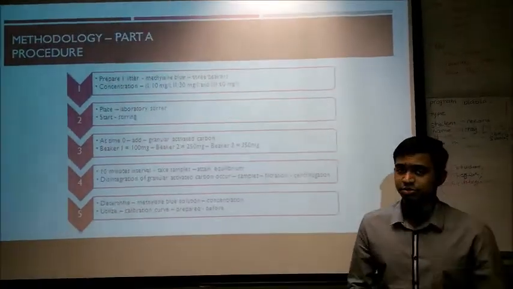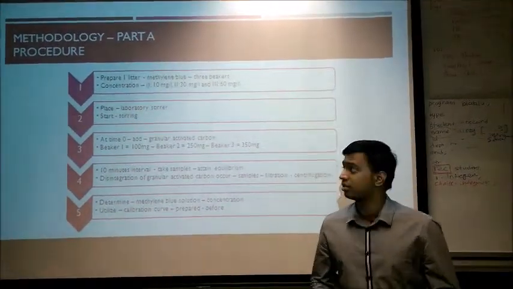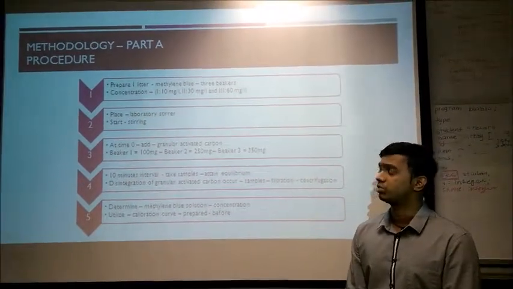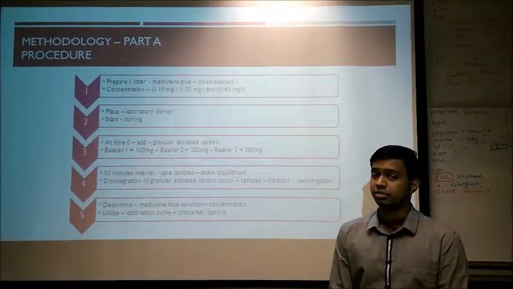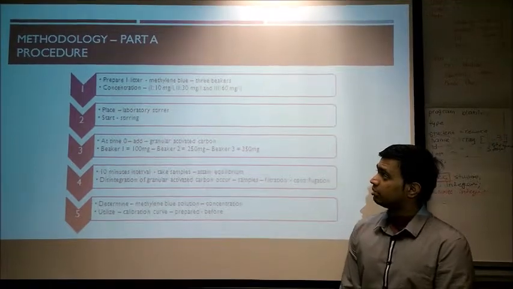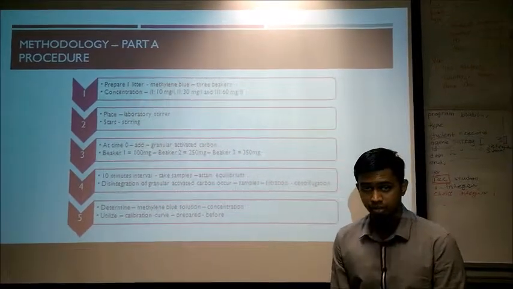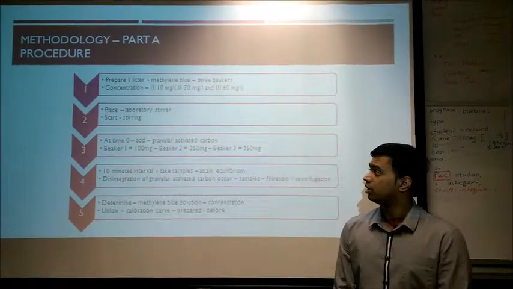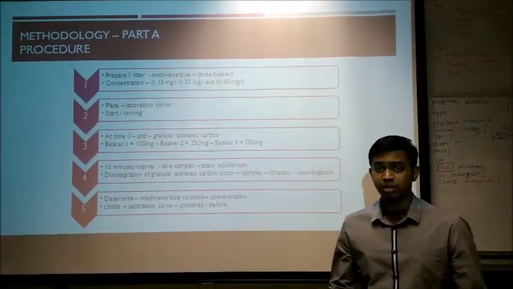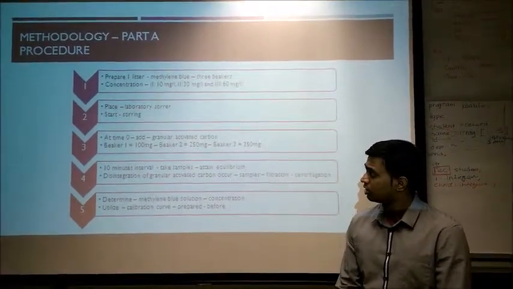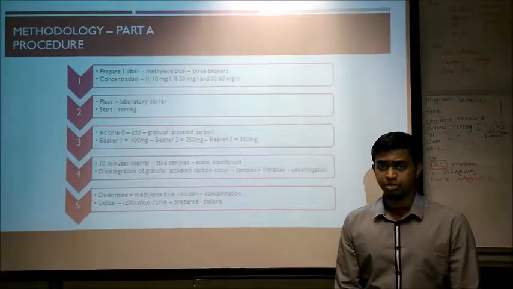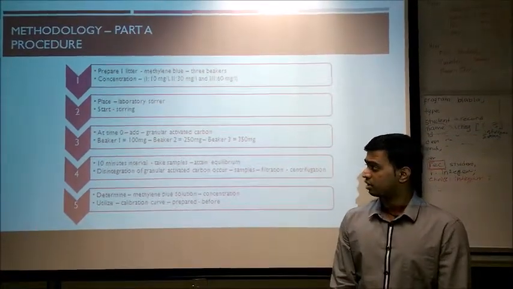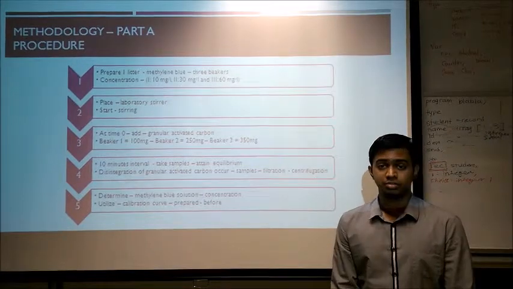So now I'll move on to the procedure of this experiment. In the first step, you have to prepare 1 liter of methylene blue in 3 different beakers, with concentrations of 10 mg per liter, 30 mg per liter, and 60 mg per liter. After preparation, place them in the laboratory stirrer and start stirring. As you start stirring, at time 0, you add granular activated carbon to those 3 beakers.